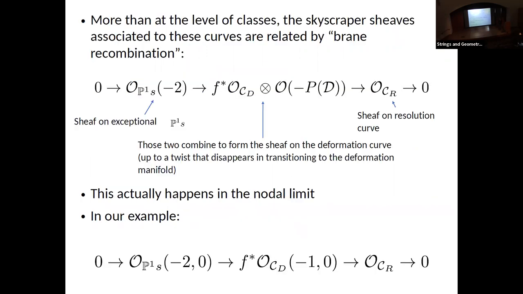Okay. More than at the level of the classes, though, these special curves, if you put skyscraper sheaves over them, are actually very special in that they can combine with the P1 class in a very smooth way. Normally in a Calabi-Yau threefold, if you try and combine two branes supported over curves, that's not going to happen, because two curves don't generically intersect inside a Calabi-Yau threefold.